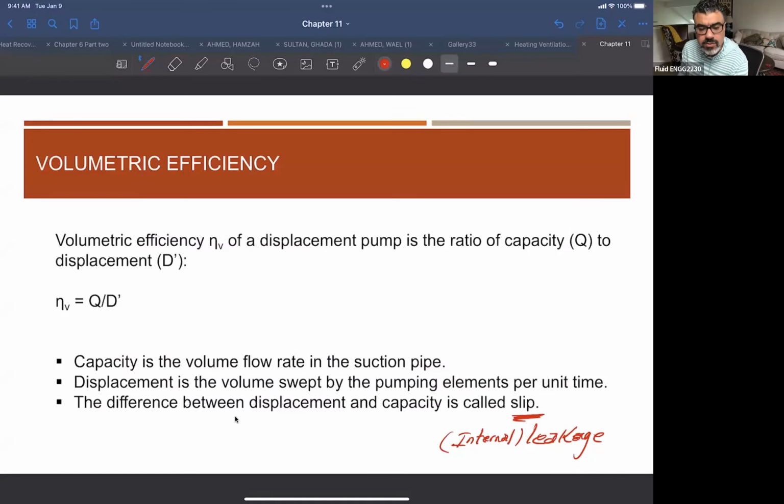Internal leakage. This is not a leakage coming out to the environment. This is a leakage inside the pump, internally, from the suction side to the delivery side. So this is what leakage means in this case.